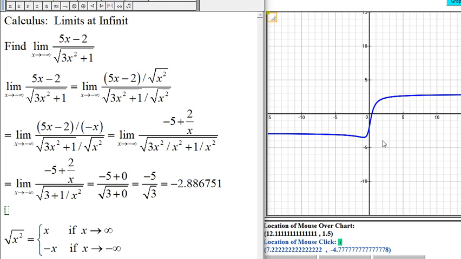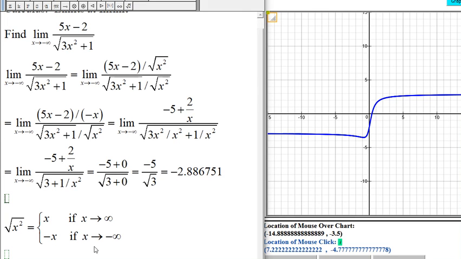Which is wrong, because we know that as x approaches negative infinity, we can tell that the y is approaching something like negative 3, but the exact answer is negative 2.886751, or negative 5 divided by the square root of 3. And so whenever we're dealing with the square root of x squared, always use this.